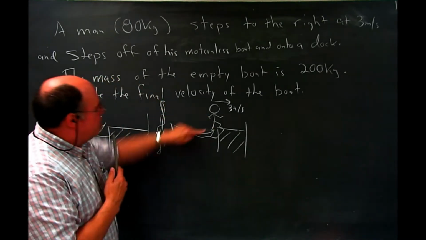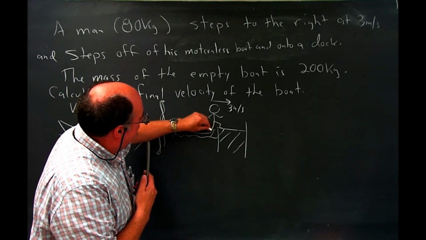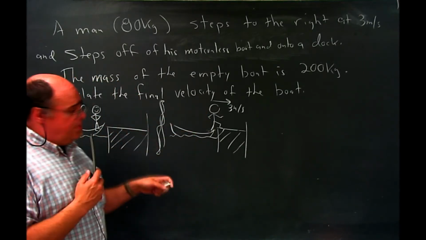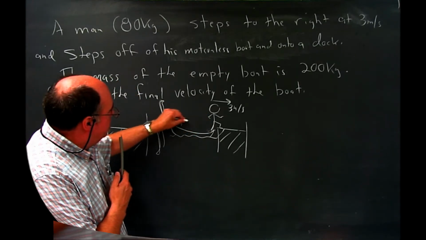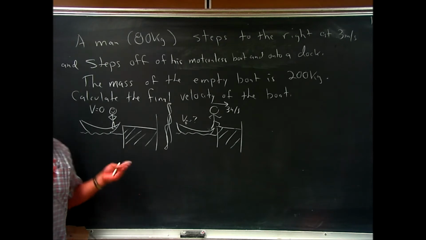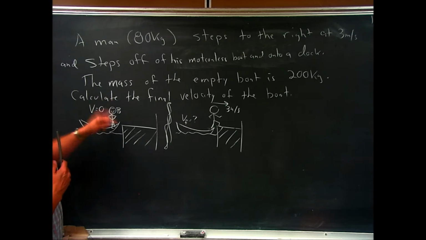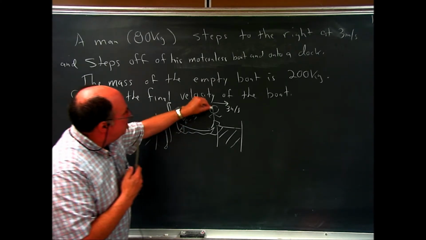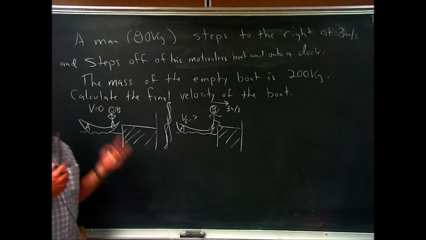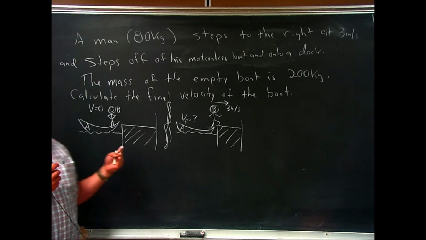So we want to know, the foot's no longer touching the boat, it's separated. And we want to know what happens to the final speed of the boat. A lot of times I'll call these different objects A and B. So I'll call the boat A, and I'll call the person B. And right underneath the objects, I will talk about the momentum.